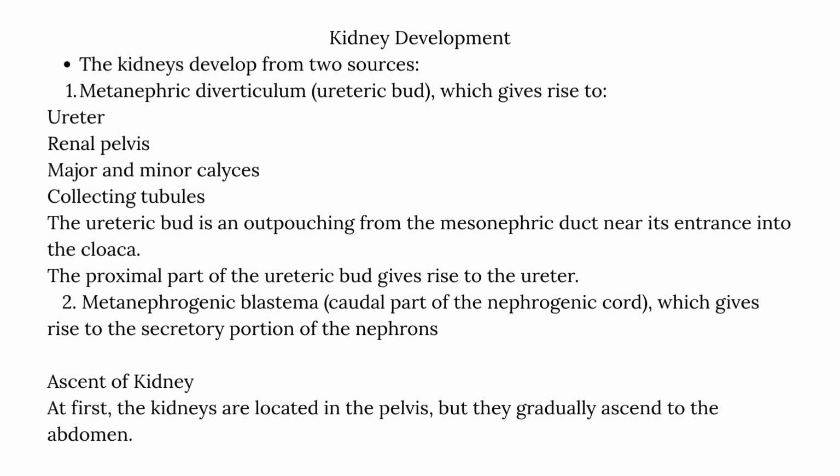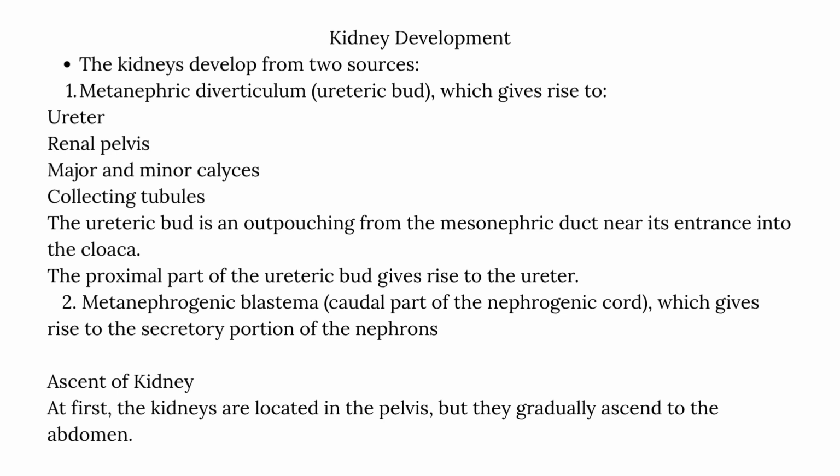Metanephrogenic blastema, the caudal part of the nephrogenic cord, which gives rise to the secretory portion of the nephrons. Ascent of kidney. At first, the kidneys are located in the pelvis, but they gradually ascend to the abdomen.